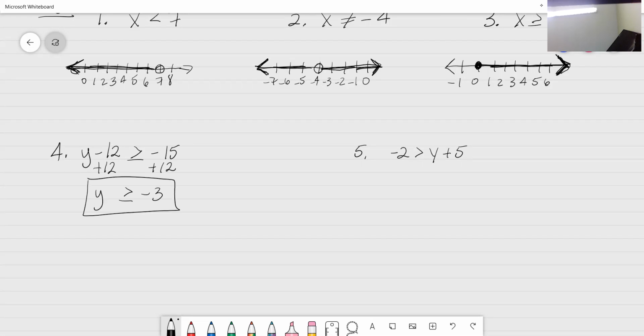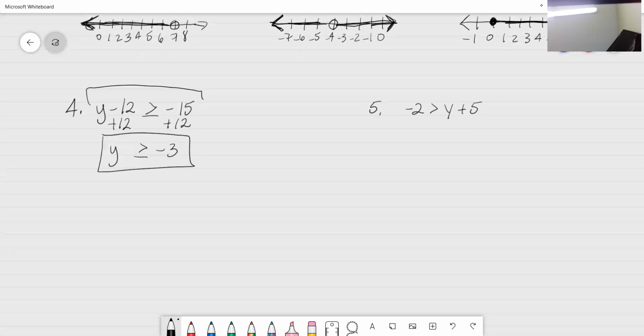So this is our solution. Now we need to graph it. So what this is telling us is that the value of y must be equal to or greater than negative 3 for this original statement to be true. So we put that on the number line. And we are starting at negative 3, and then we're going up. So negative 4, negative 3, negative 2, negative 1, 0, 1, 2, 3, 4, 5.